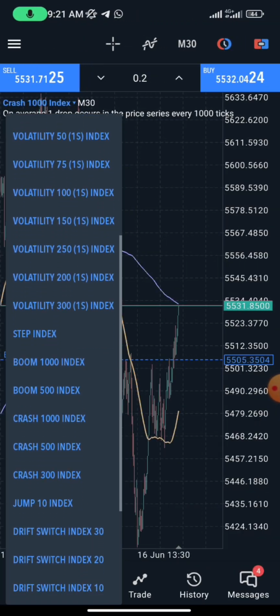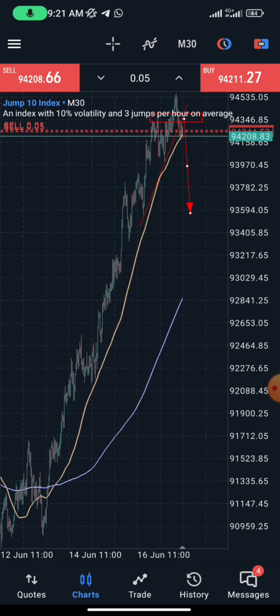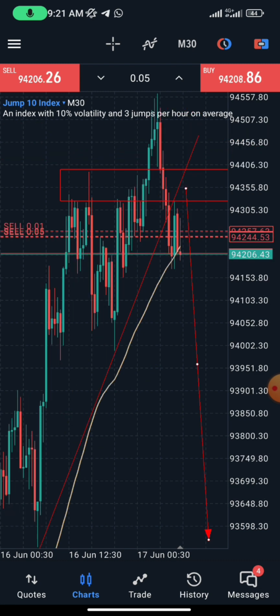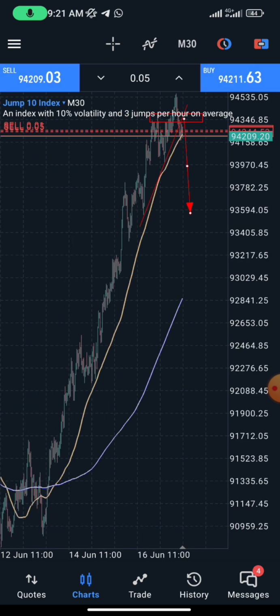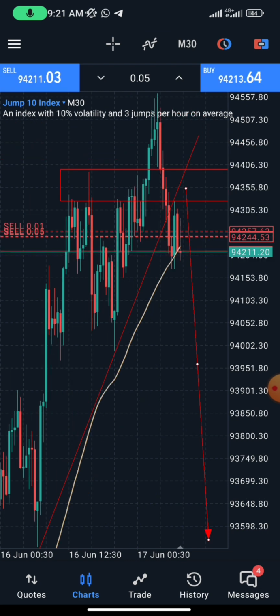Now we are going to start with the Jump 10 Index. This is a swing trade right there. You can see the analysis there. So what do we consider? Like I used to say, this is actually an uptrend that has now reversed to a downtrend. It's trying to form a downtrend movement right now from the uptrend. Now let me make it clear for you guys to understand exactly what is happening in this particular place.